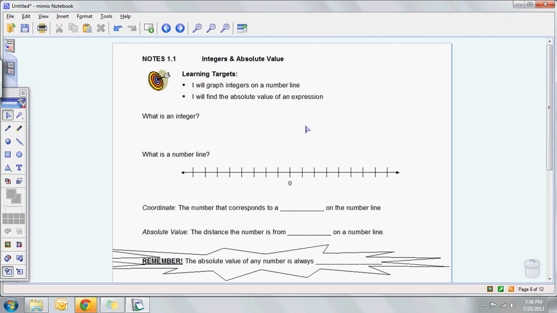Alright, so in this lesson we're going to do a couple things about integers and absolute value. So the first thing is we're going to graph those integers on a number line, and we're going to find the absolute value of an expression. So first thing, what is an integer?